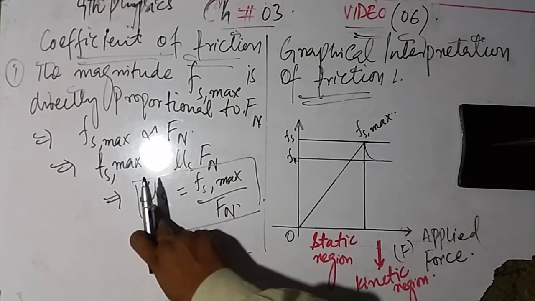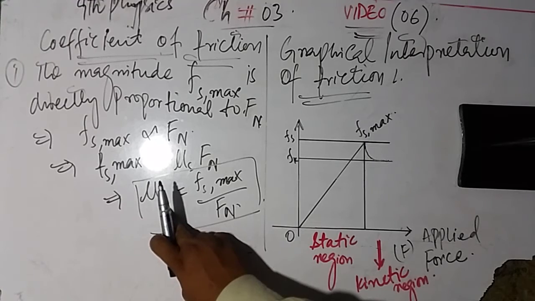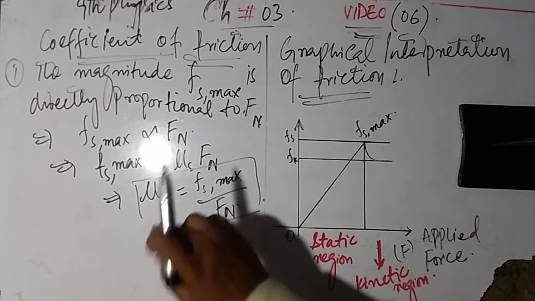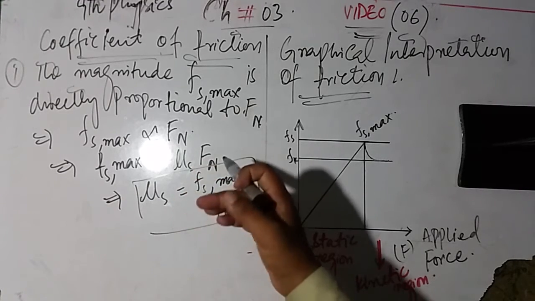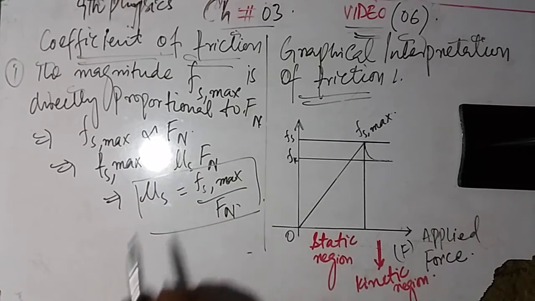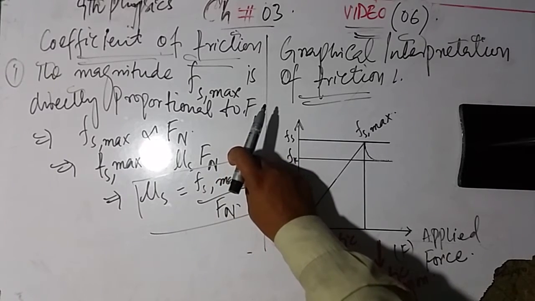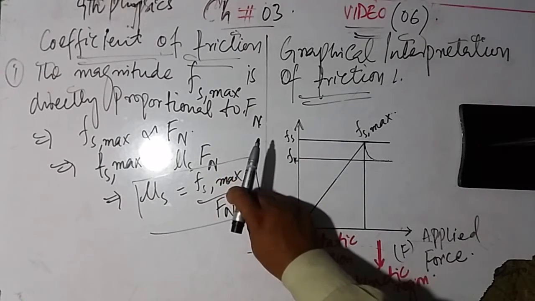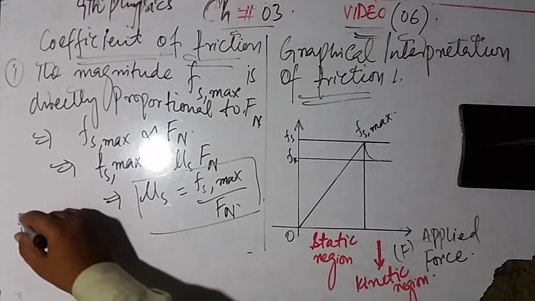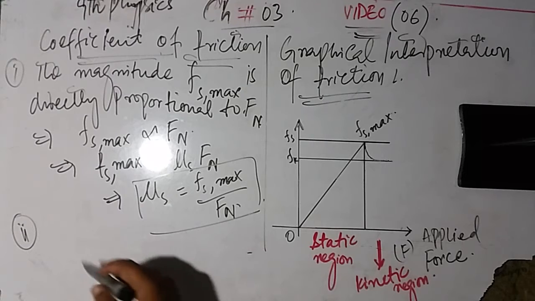The coefficient of static friction depends upon the nature of the surfaces in contact before sliding. So it is the ratio of the maximum static frictional force to the normal force. The second one, we are going to derive the expression for the coefficient of kinetic friction.